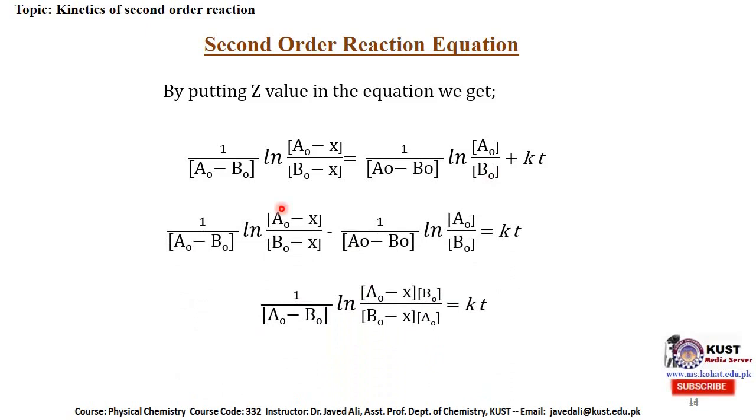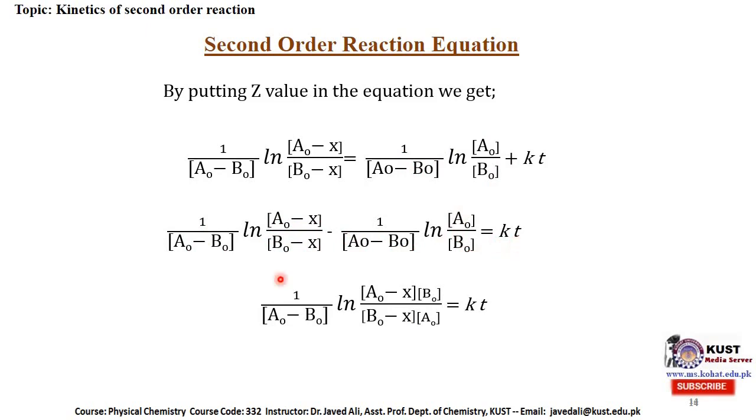So we can rearrange this equation by shifting this term to this side. Now the equation is 1 divided by a naught minus b naught log a naught minus x divided by b naught minus x, minus 1 divided by a naught minus b naught log a naught divided by b naught, is equal to kt.